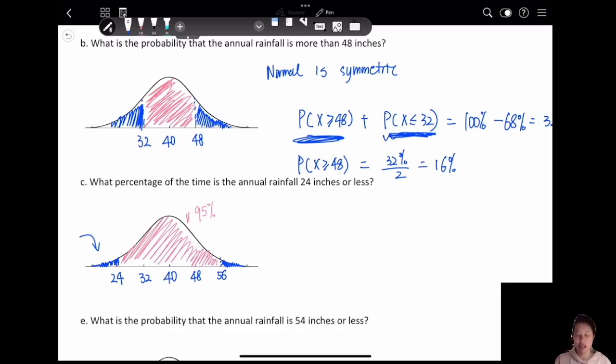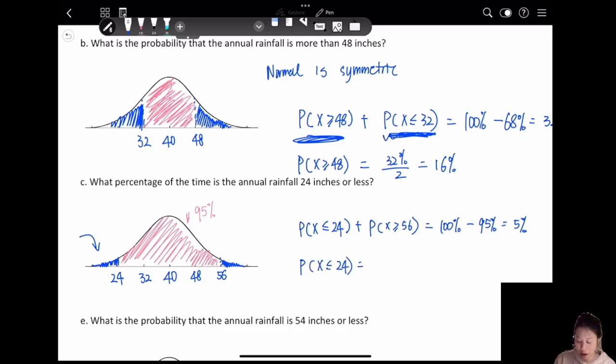Okay, I hope you will get the answer. So we know that these two parts, which is when the rainfall is less than 24 inches and the rainfall greater than 56 inches, are the same. They are going to equal 100% minus 95%, which is 5%. And then since they're symmetric, we know that the rainfall less than 24 inches equals 5% divided by 2, which is 2.5%.